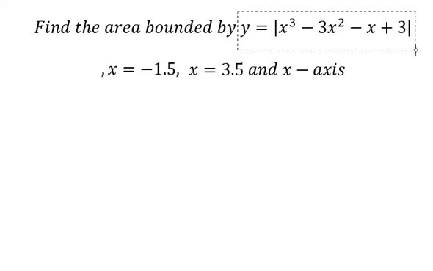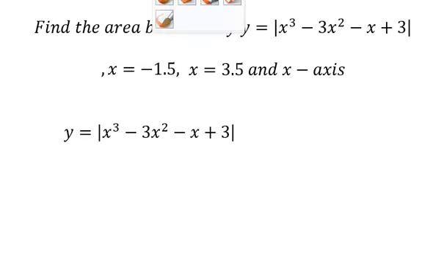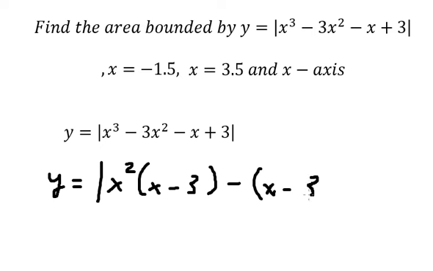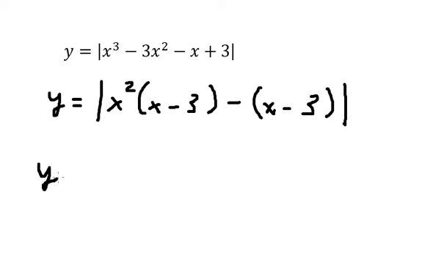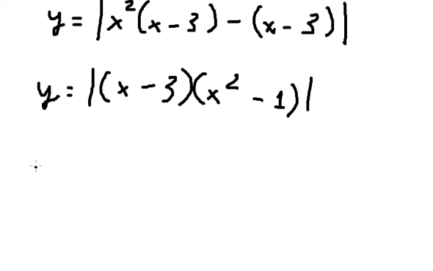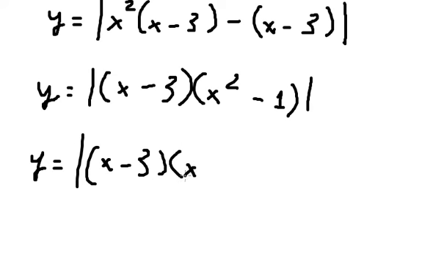We need to consider the function in here. So we need to do factorization by x squared. Next, we can do another factorization by negative number 1. So we can do another factorization by x minus 3. Next, x squared minus 1, that is an identity, so I will put it into x minus 1 and x plus 1.